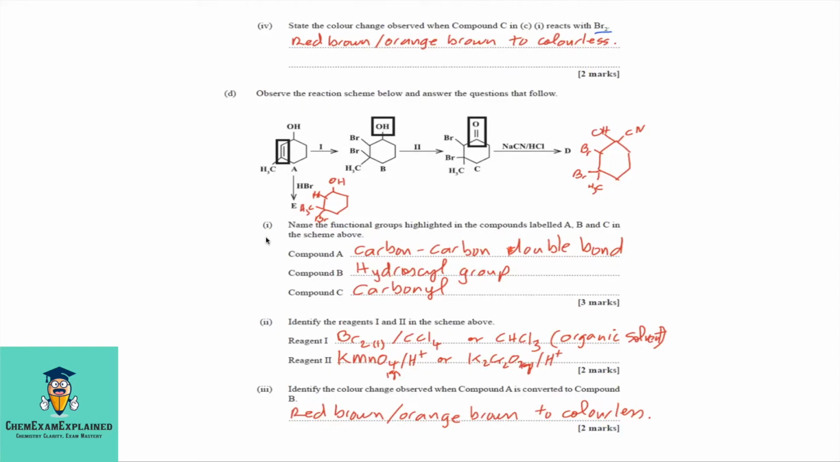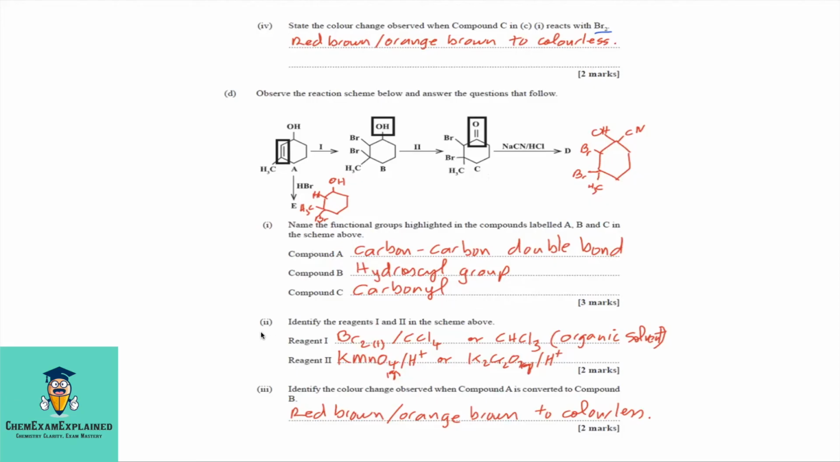All right, so let's continue with part 1. Name the functional groups highlighted in the compounds labeled A, B, and C in the scheme above. Compound A, that's your carbon-carbon double bond, which of course is your alkene. For compound B, the group highlighted is the hydroxyl group. And for compound C, the group highlighted is the carbonyl group.